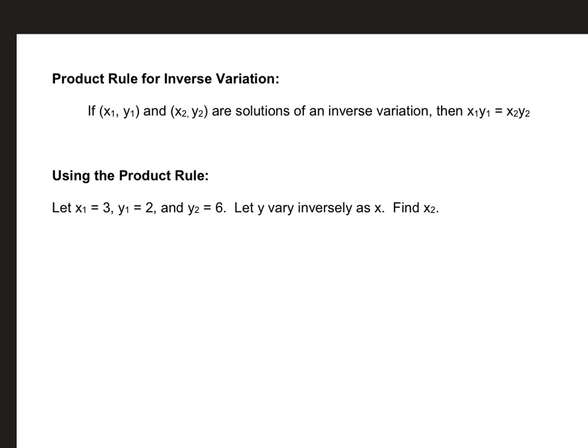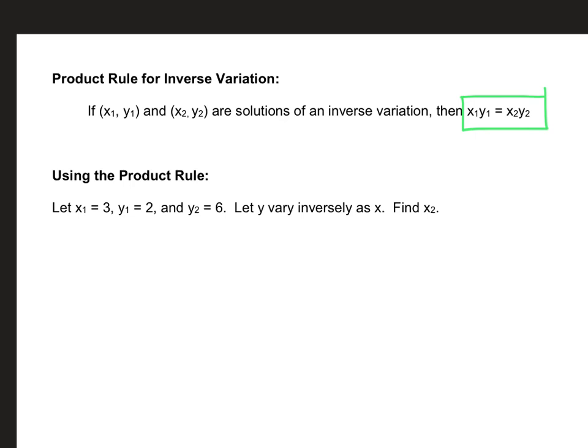All right, so here's our last slide on the intro video for 12.1. We got this thing called a product rule for inverse variation. It says if x1 and y1 and x2 and y2 are solutions of an inverse variation, so that means that they are ordered pairs on an inverse variation, then x1 times y1 will equal x2 times y2. This is our product rule for inverse variation, that we get to multiply x1 and y1 together and it will equal the product of x2 times y2.